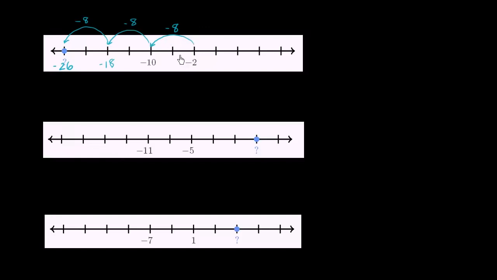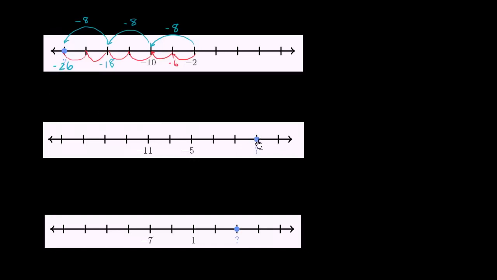Now another way we could have thought about it is, if we jump 2 to the left, and that's -8, then one jump to the left is going to be -4. So you could say, well, this is -4. That would get you to -6. Then -4 again gets you to -10. Then this would be -14, -18, -22, -26.